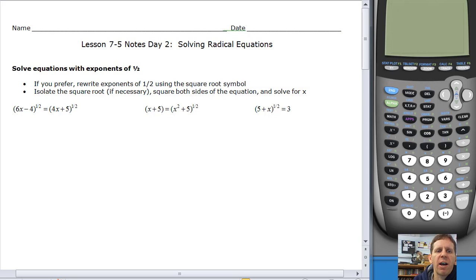These are the Lesson 7.5 notes, day 2 on solving radical equations. What we're going to start with, though, are some equations that don't have radicals in them. We're going to look at some equations that have this exponent of 1/2.